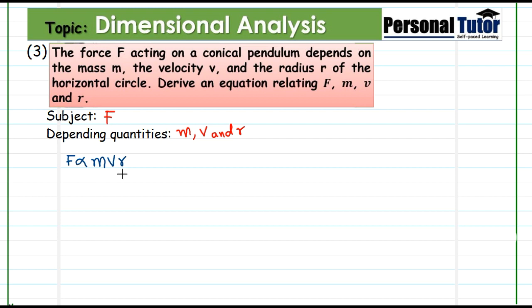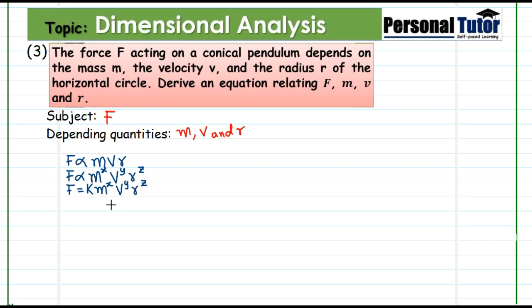You then have to raise the dependent quantities to some power. Because there are 3 of the terms there, I will use x, y, and z. So that will mean m carries x, v carries y, then r carries z. Great. From this, you form a solvable equation, and that is done by simply replacing this with an equal sign and a constant k. Then m exponent x, v exponent y, r exponent z.